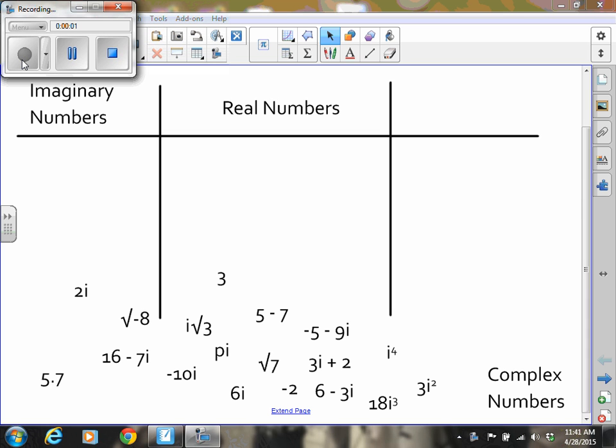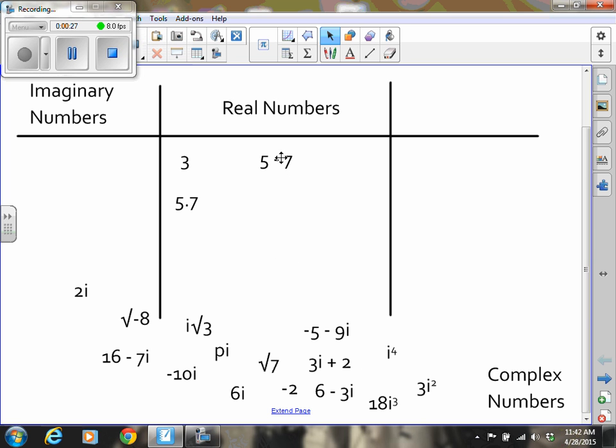Okay, you've been introduced to the imaginary number system, and the base of the imaginary number system is the number i. Now, we need to connect that with what you've already learned. Before this unit, you only knew about real numbers. Real numbers are numbers that you've always dealt with. Numbers like 3, that's an example of a real number. 5.7, you've dealt with decimals before, and that's an example of a real number.